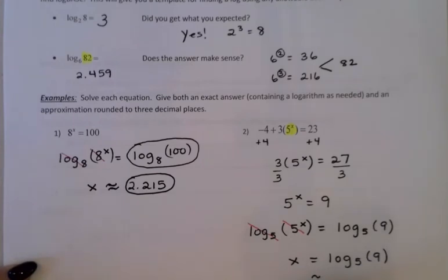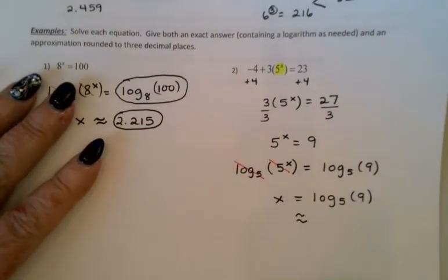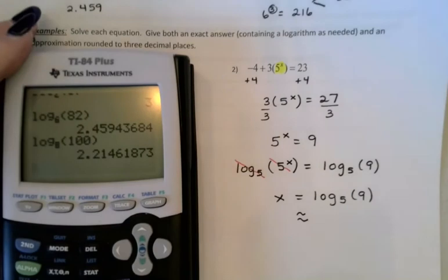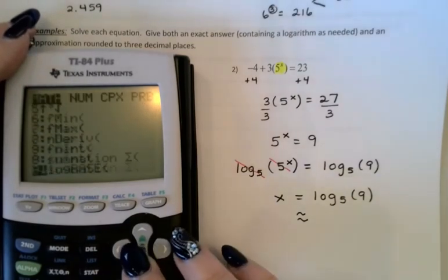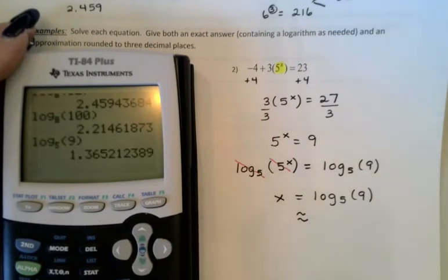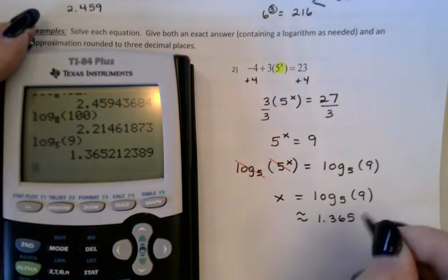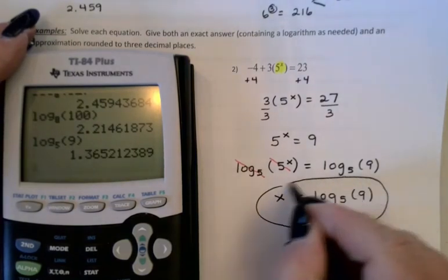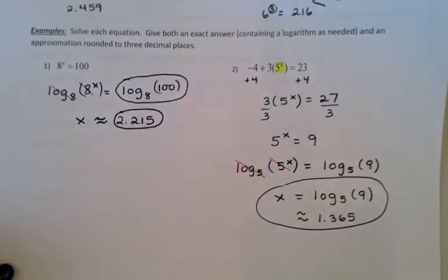And then I could also do a decimal approximation on my calculator. And get about 1.365. So there's both the exact and the approximate answers. All right, let's try one more like this.